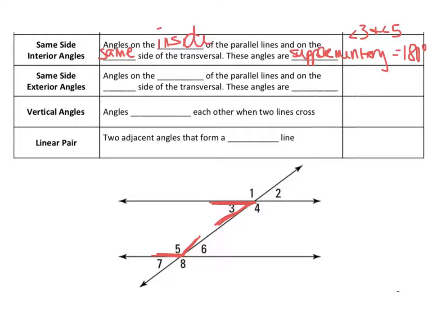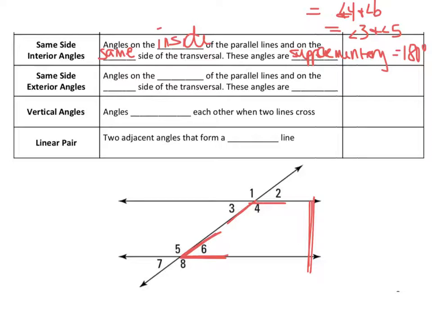Also, if we take a look at another example for same side interior angles, we would have angle 4, because again it's on the inside of the parallel lines, and we'd have angle 6. So angle 3 and 5 would be partners, and angle 4 and angle 6 would be partners. Again, these would be equivalent or congruent to one another.